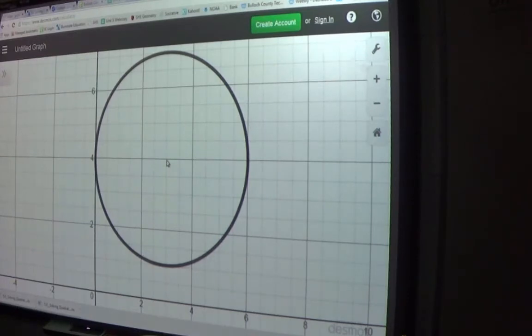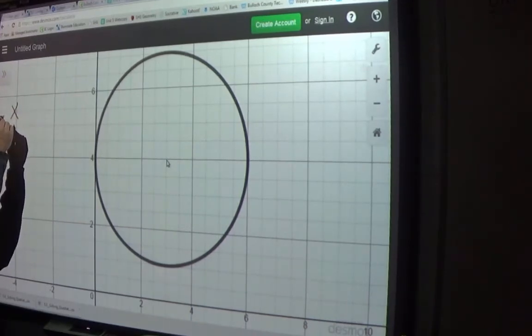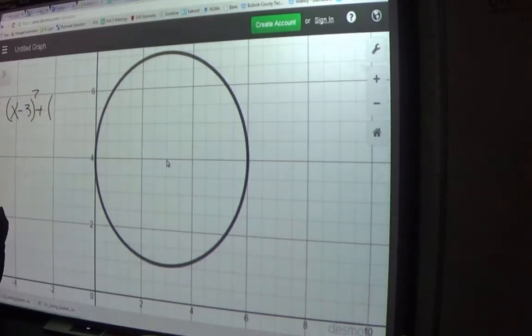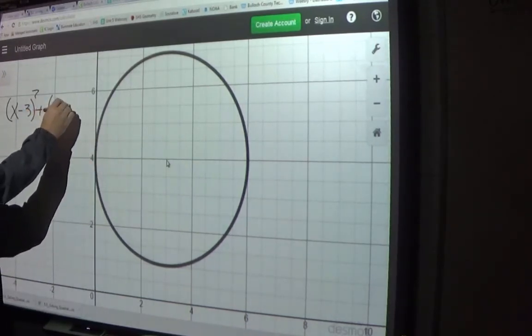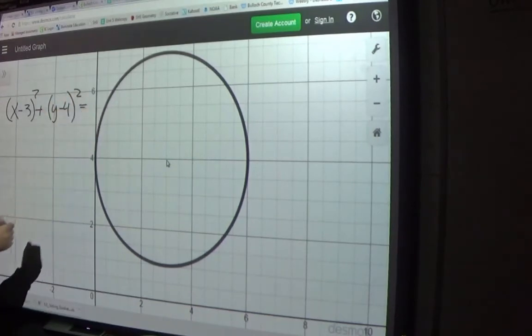Alright, what do you think? Chris Hill, what do you got? I know it's -4, -3. X minus 4? No, that's 3. X minus 3 squared plus, what would the y be? -4. Why minus 4 if it's up? Opposite. You gotta do the opposite. Very good. Equals what? 9.